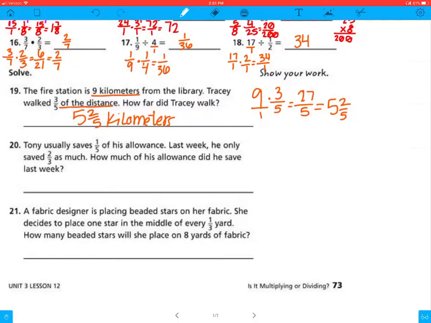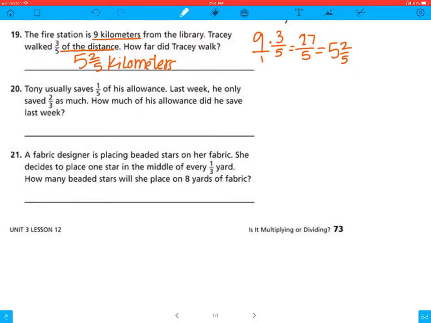That's always important too. Tony usually saves 1/5 of his allowance. Last week, he only saved 2/3 as much. How much of his allowance did he save last week? Well, I'm going to take my 1/5, and I'm going to multiply by 2/3. I'm going to multiply straight across, and that's 2/15. So he saved 2/15 of his allowance.